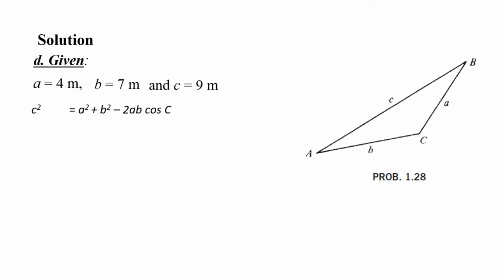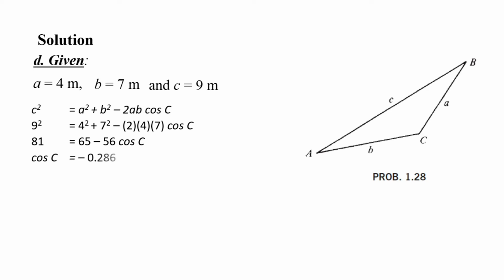Plug in the numbers. Cosine C is the unknown now. So we'll clean up the others, and we'll have that cosine C is equal to negative 0.286. Then we'll compute angle C using the arc cosine function. It's a negative value, which means it's going to be in the second quadrant.